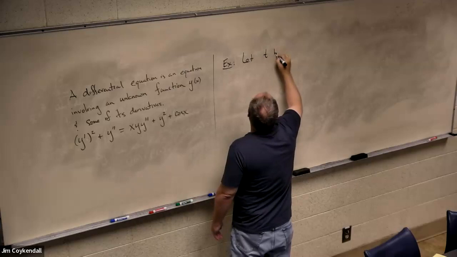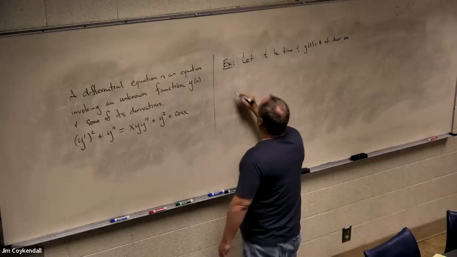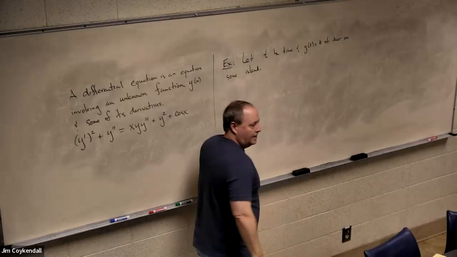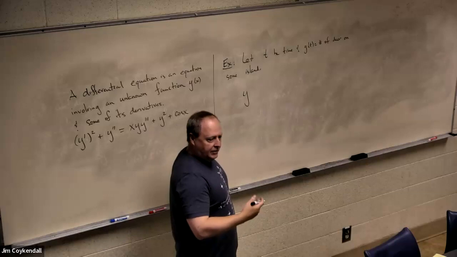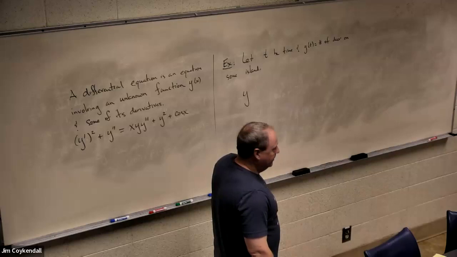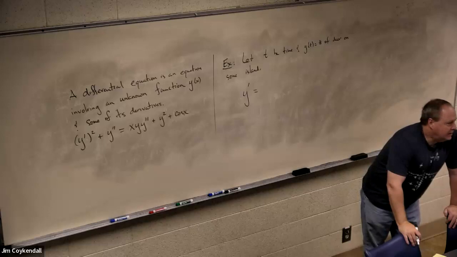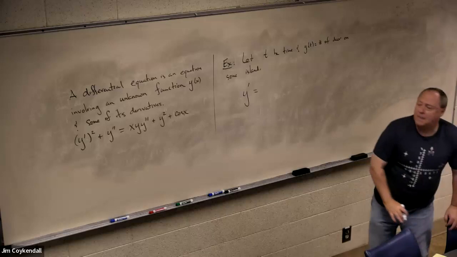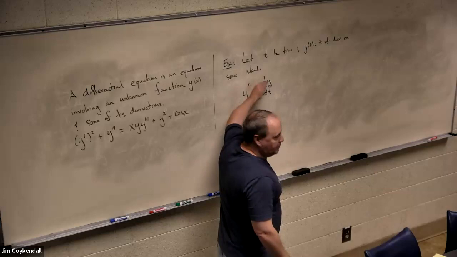Let t be time and y of t equal the number of deer. Okay, so here's a very naive population problem. You've got this number of deer on the island, right? The t is the variable time. What is the growth rate of deer? Here's a very naive model for the growth rate of deer only. The units of dy/dt are deer per time, the change of deer with respect to time.